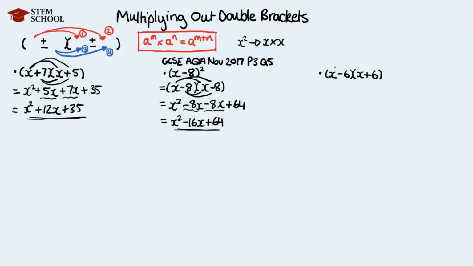So let's do this question. We'll do x times x, I will have x squared. Okay, simple. X times positive 6, positive 6x.